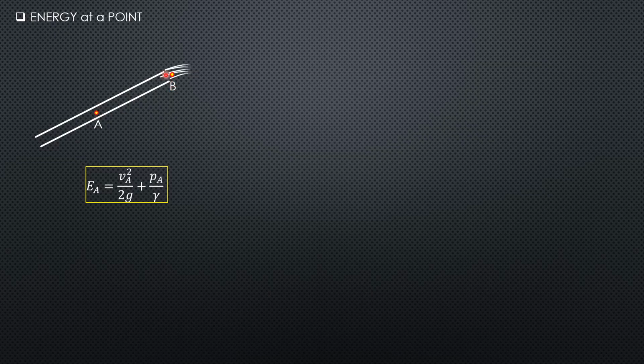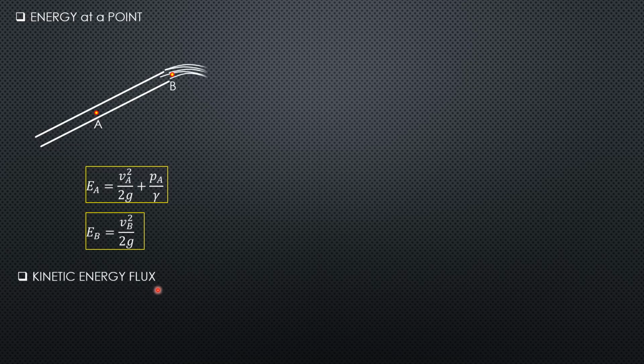Now at B, there's no pressure because it is exposed to the atmosphere. So this will be zero. So the energy at B will only be due to velocity head at B, assuming the velocity at B is different, that is, the cross-sectional areas at A and at B are different. But if they are equal, then the energy at B will also be the velocity head at B, or the velocity head at A if V sub A equals V sub B.